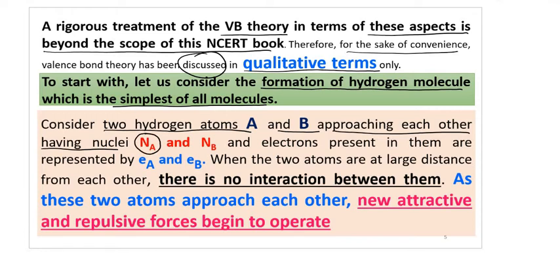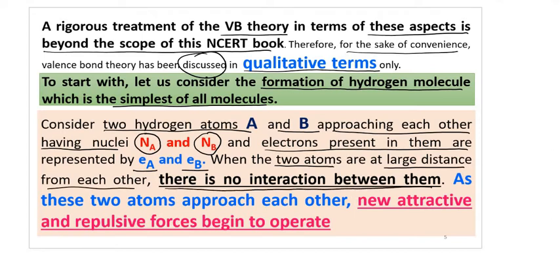It means the nucleus that is associated with hydrogen atom A, and N of B, which means the nucleus is associated with hydrogen atom B, and the electrons present in them are represented by E of A and E of B, right? When the two atoms are at large distance from each other, there is no interaction between them. As these two atoms approach each other, new attractive and repulsive forces begin to operate.